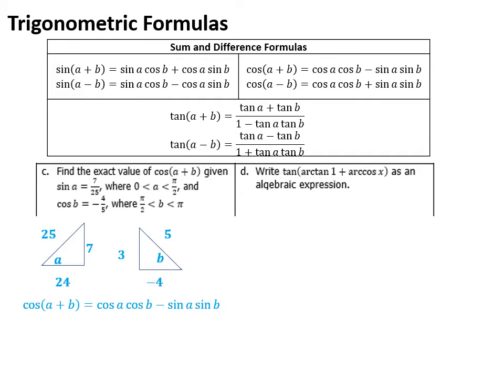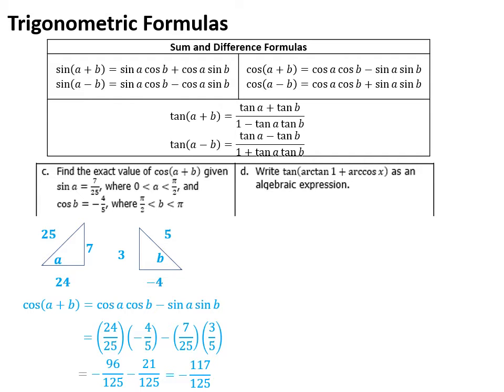And then cosine of a plus b is going to be cosine of a, cosine of b minus sine of a, sine of b. So 24 over 25 times negative 4/5 minus 7 over 25 times 3/5 gets us negative 96 over 125 minus 21 over 125, which is negative 117 over 125.